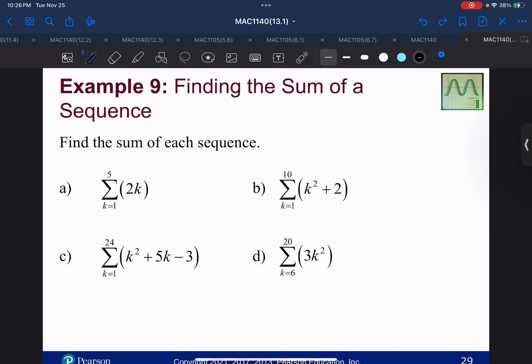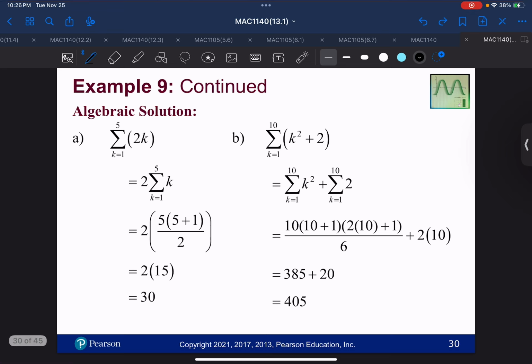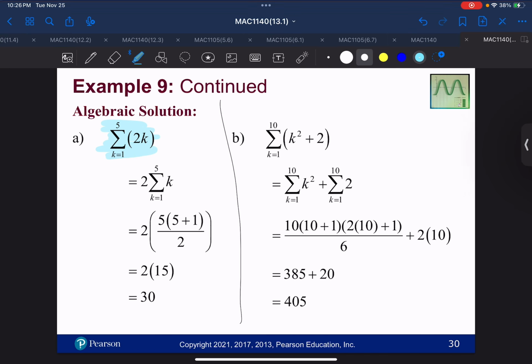Okay, so we're going to find the sum of each of these sequences. So for the first one, the first thing I want to do is use that property that said that I can pull out this constant out front. The reason why is so that I can just focus on this, because this is one of my formulas that we just learned, the summation of k.